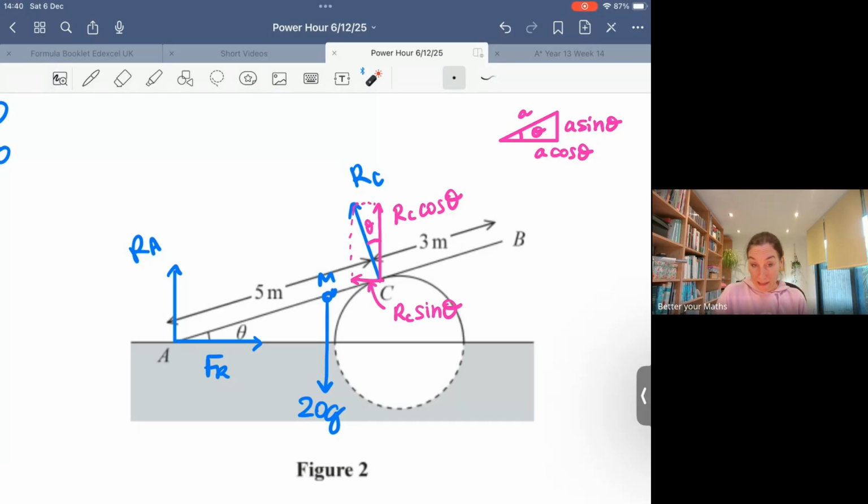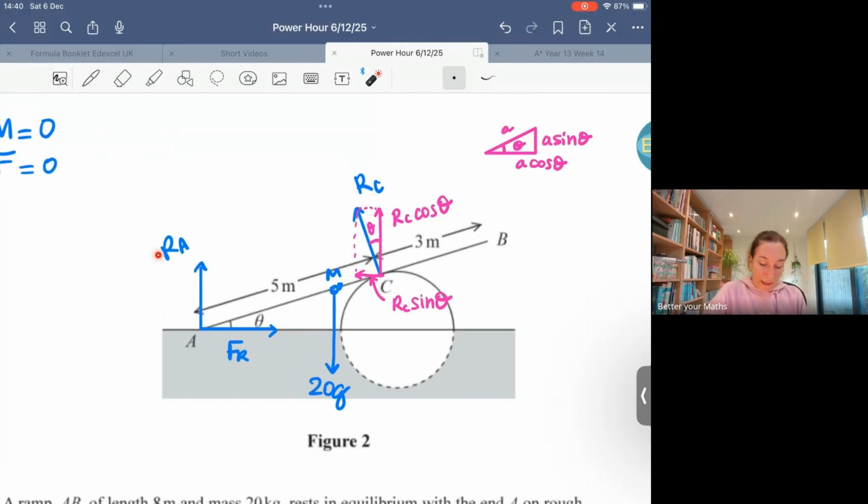I'm going to take moments. We can take moments about any point. If you want to find this force, you will be thinking, okay, I'm not going to take moments about A because then RA won't be in my equation. Remember, if I take moments about one point, the forces passing that point, the moment is going to be 0. But I don't want to find the friction, and I don't have enough information to find the friction. They don't give me a coefficient of friction.